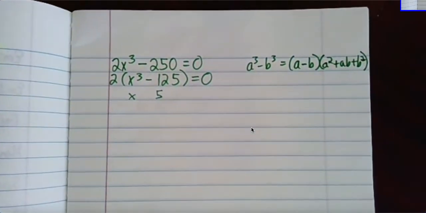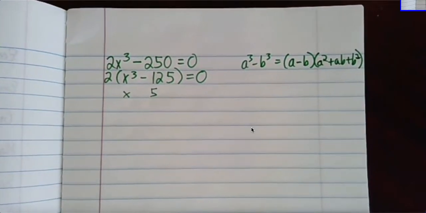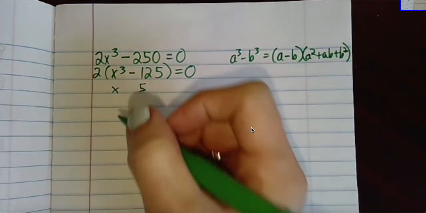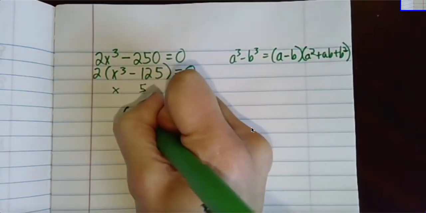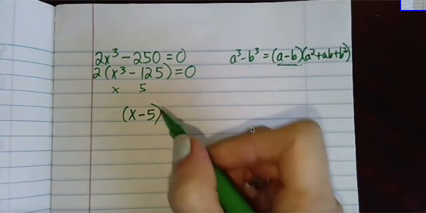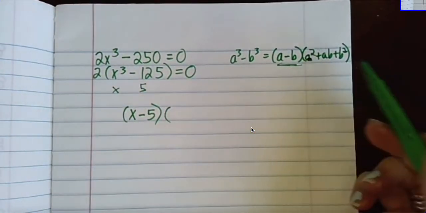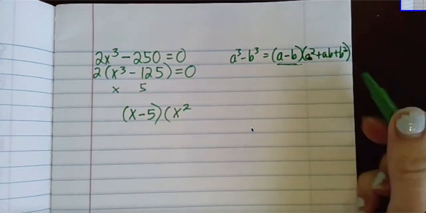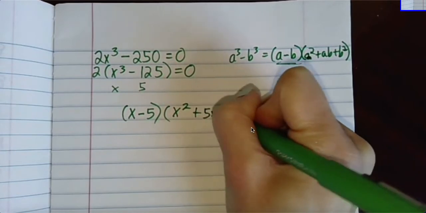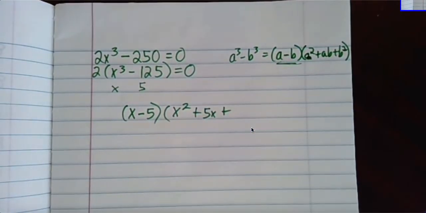That's our formula. Will I give you the formula on the test? Yes, I will. Okay, now I'm using x and 5. Is everybody good with that? So I will write x minus 5. That was this part right here. And then what comes next? x squared, plus x times 5, 5x, very good, plus 5 squared, which is 25. There we go.